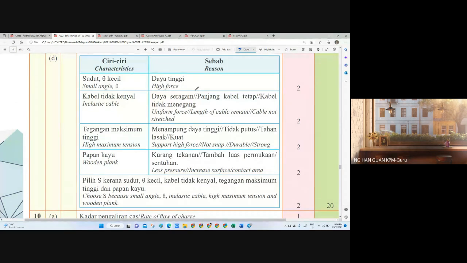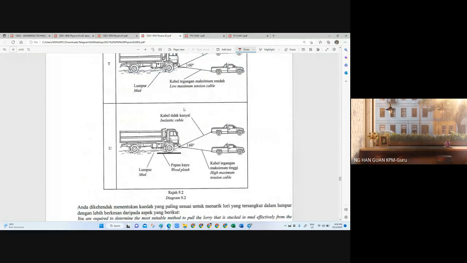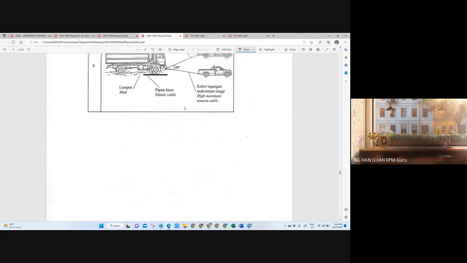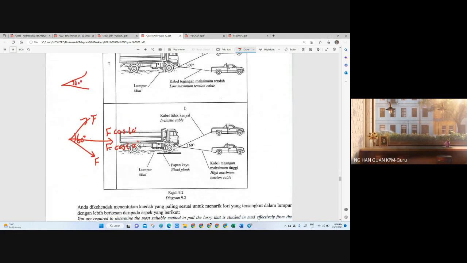Because once the angle is big, from the diagram itself you can see, when the angle is 60°, there is a force here and a force here. So the forward force will be F cos 60. Compared to the smaller angle of 30°, which splits at the center, you have F here and F here. So the forward force will be 2F cos 30.